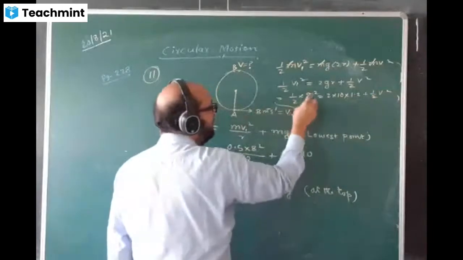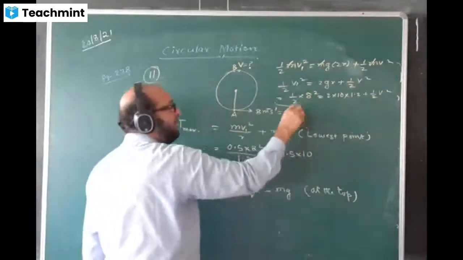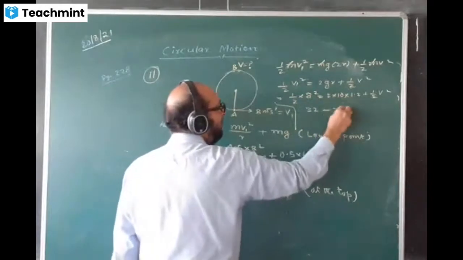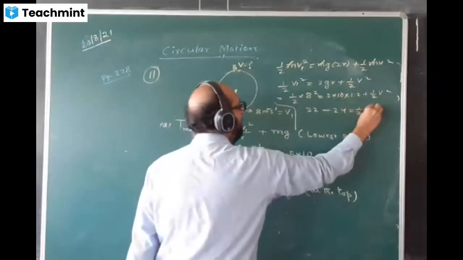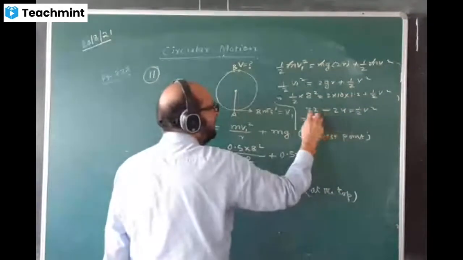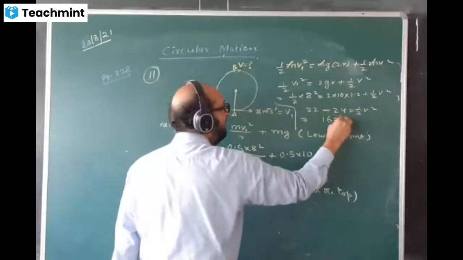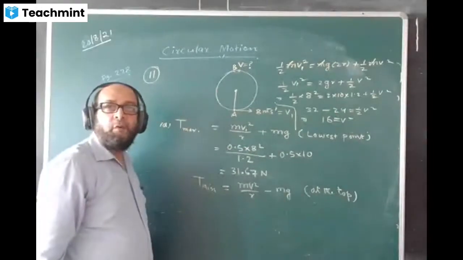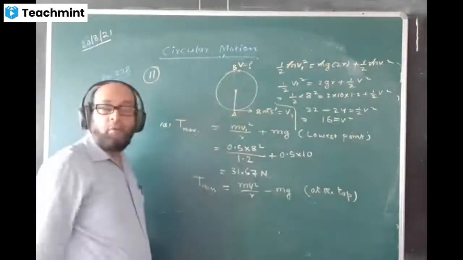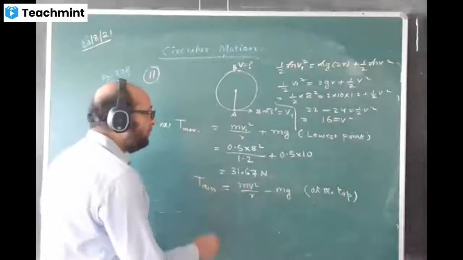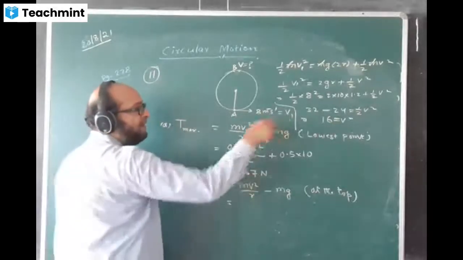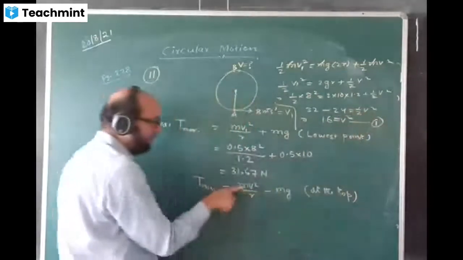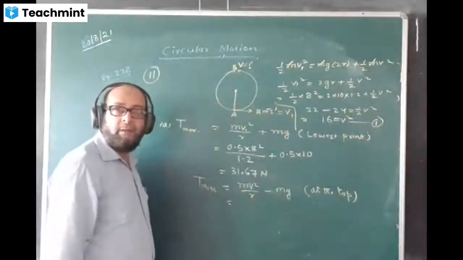I'm continuing here only. This is 64 by 2, 32, minus 24 is equal to half V square. This is coming 8 to the 16 is the value of V square. That is the value of V is 4 at this point. Velocity value is 4. So I'll be putting the value. I'll find the value of V square and mark this as equation 1. No need to find V because we have the formula here also, V square.